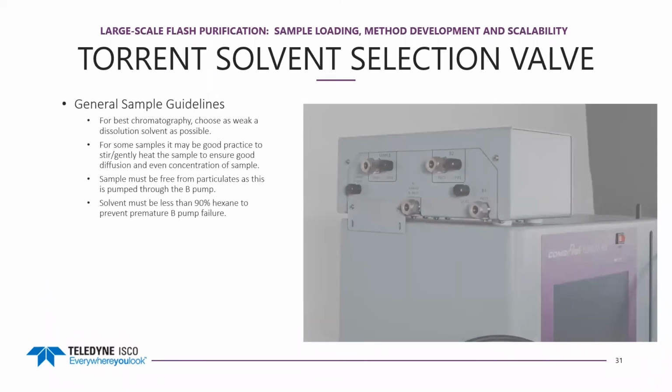Some sample guidelines here if you're using the Torrent solvent selection valve. For best chromatography, you're going to want to choose as weak a dissolution solvent as possible, but we need to be sure that it is dissolved. It's really good practice that the sample be free from particulate, as this does go through your B pump. If you send particulate through your B pump, then you're going to reduce the lifetime of that pump before it needs maintenance again.